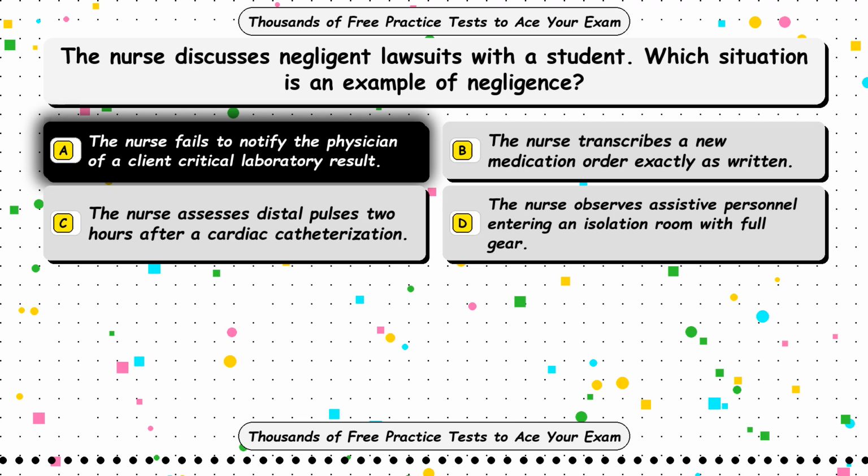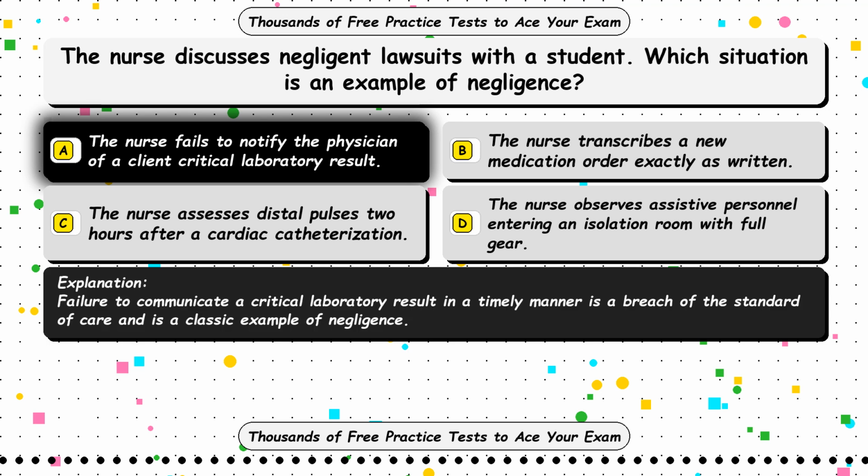The correct answer is option A. The nurse fails to notify the physician of a client critical laboratory result. Failure to communicate a critical laboratory result in a timely manner is a breach of the standard of care and is a classic example of negligence.